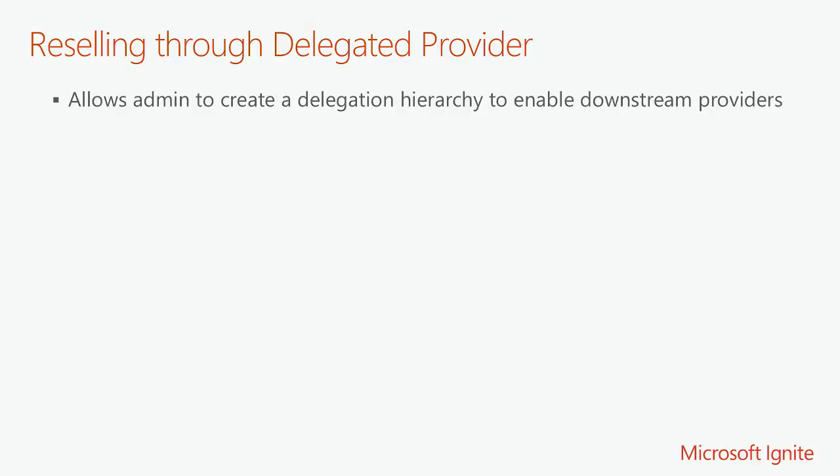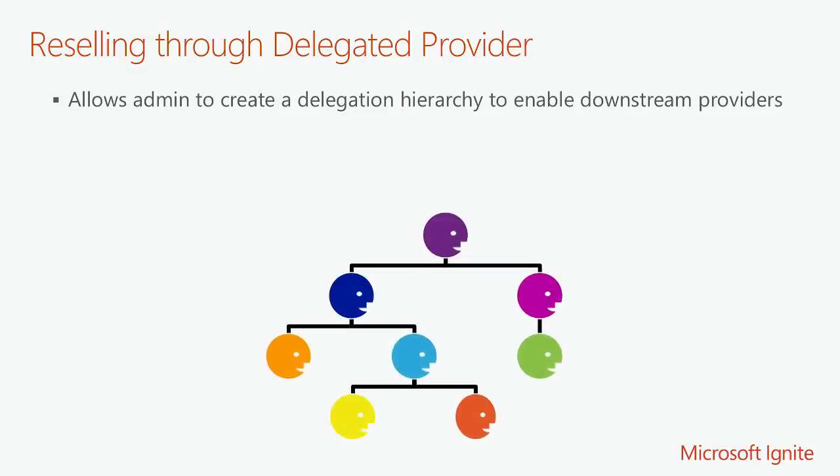Okay. Reselling through a dedicated provider. So in Azure Stack, we allow the service admin to create a delegation hierarchy to enable the downstream provider. That's what the reseller and delegated provider scenario is doing. Look at this picture. The top is the service provider, the one who owns the data center, who provides service, who operates the data center, operates the Azure Stack. Then the second layer is probably a distributor. Right? The distributor can also delegate to the reseller. Then the reseller can sell the service to the end customer, to the end user.